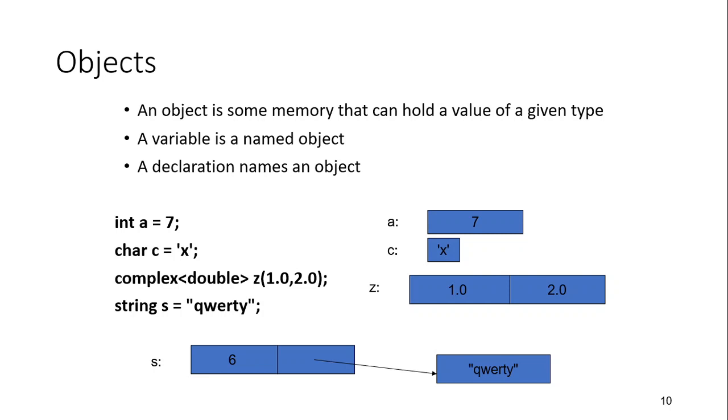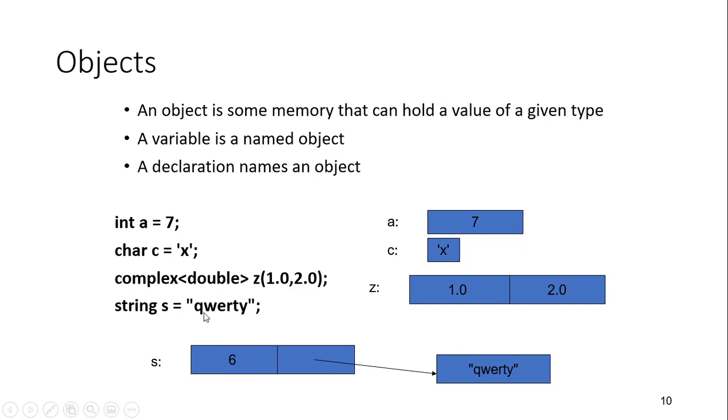So a variable is a named object. A declaration names an object, and these are different examples of object. This is an integer object. This is a character object. This is a complex object. ठीक है? Don't worry about this. इसका जो syntax है, it is slightly complicated. ठीक है? So do not worry about it right now.